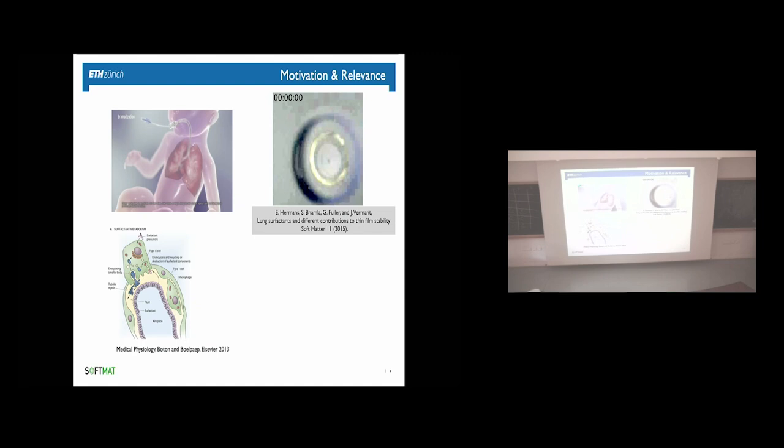Okay, an area where I'm interested in working currently is on your lungs.